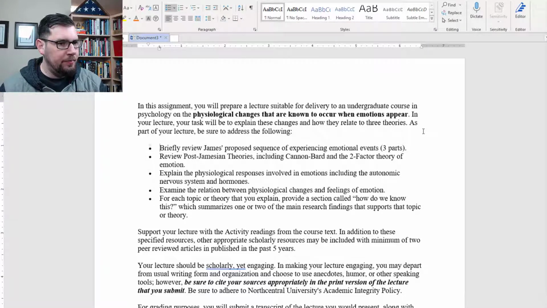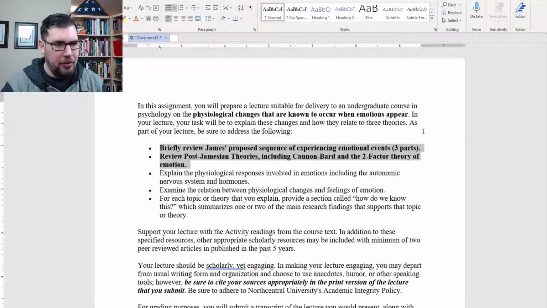So, first, briefly review James's proposed sequence of experiencing emotional events. Second, review post-Jamesian theories, including Cannon-Bard and the 2-factor theory of emotion. Okay, these should be all 3 theories.